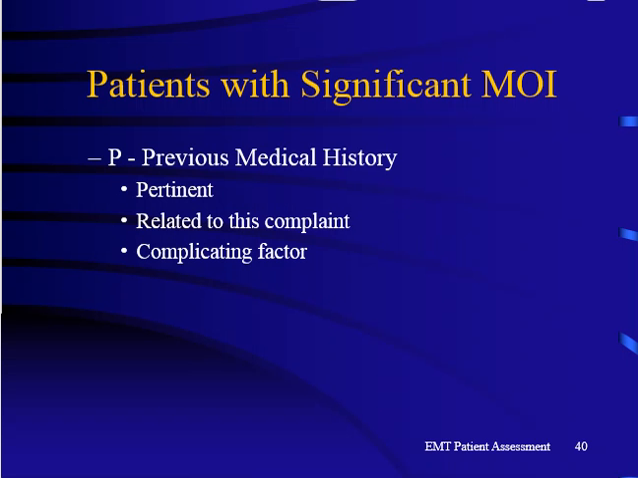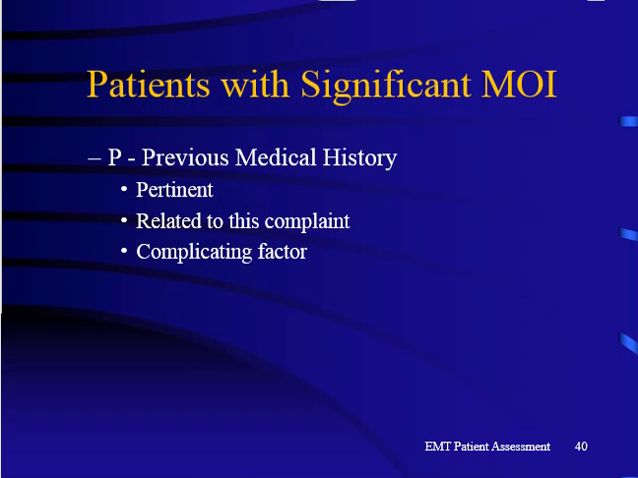The P, previous medical history. Pertinent. You want pertinent medical history. You don't want, well, I had a toe cut 20 years ago because I fell out of the apple tree at grandma's house while trying to pick an apple, but then grandma took care of it. That's not going to be pertinent. Pertinent will be like, I have congestive heart failure, I've had a heart attack before, I've had a stroke, things of that nature.